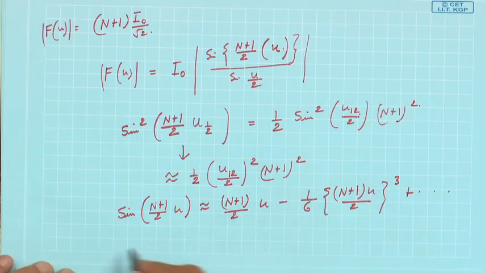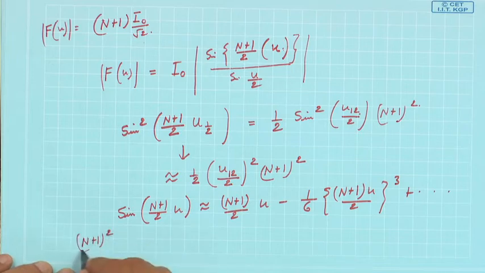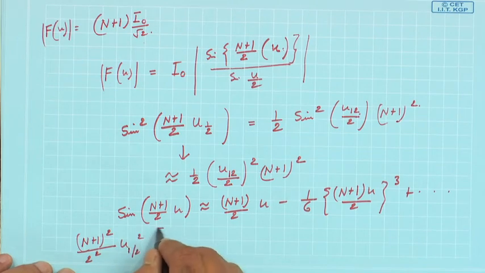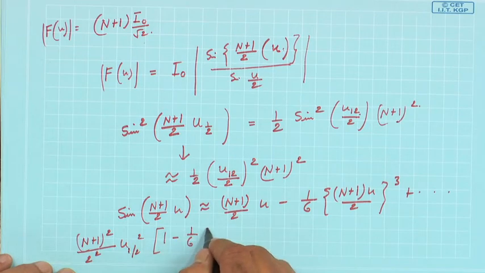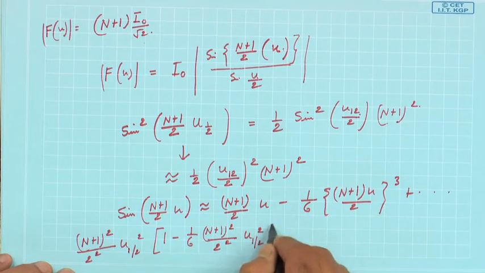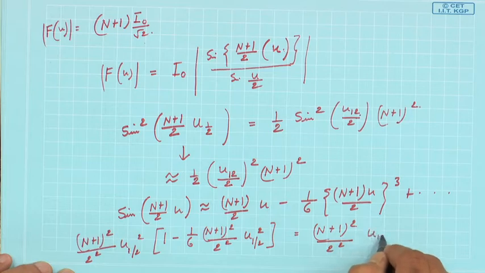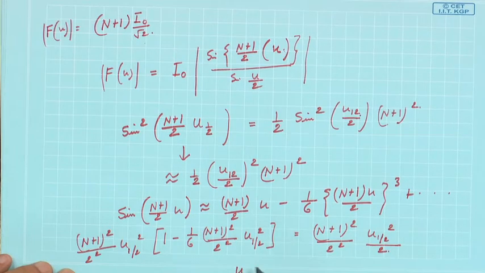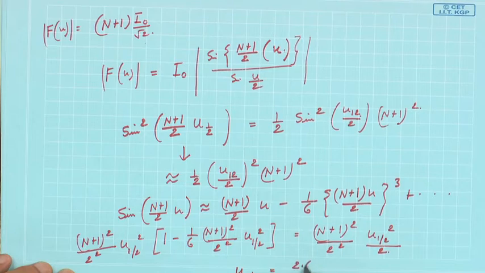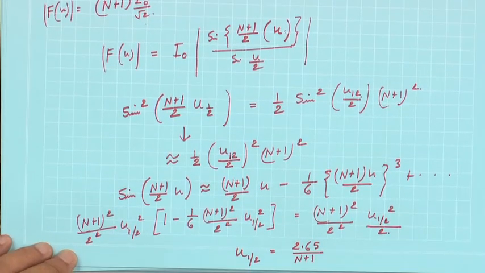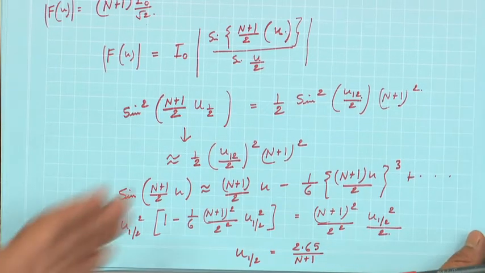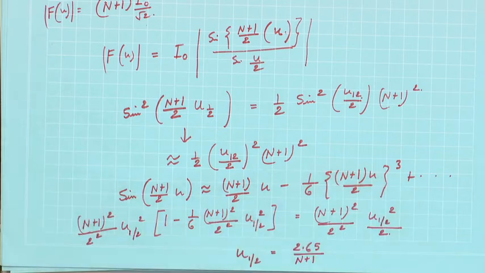So, you can put this that (n plus 1) whole square by 2 square u half square, 1 minus 1 by 6 (n plus 1) whole square by 2 square u half square is equal to (n plus 1) whole square by 2 square u half square by 2. So, if you solve this, you will get 2.65 by n plus 1. Okay. So, note down this, I have done it myself.